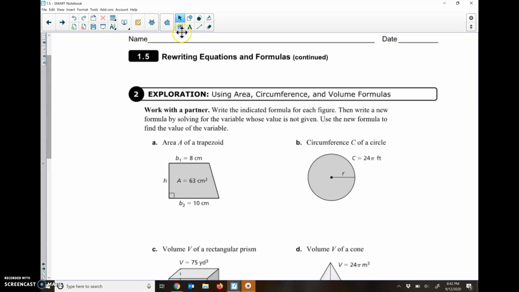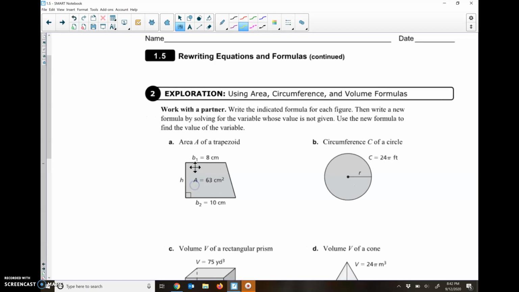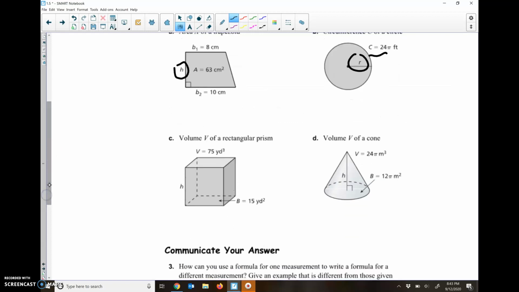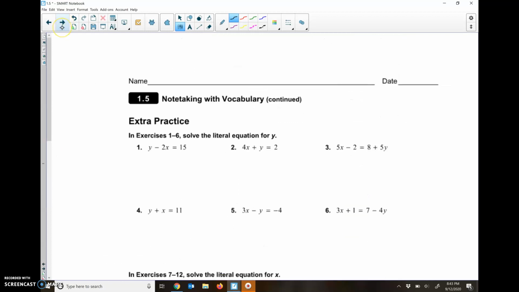A reason why we would do this are problems like here, where we're trying to find the area of the trapezoid. Actually, we know the area of the trapezoid. We're trying to find the height. So there's a different formula for finding the height of a trapezoid as opposed to the area. We rearrange the letters. Same thing here. Trying to find the circumference of a circle. It tells us the circumference, but we need to find the radius. So we're just going to rewrite some equations solving for other variables.